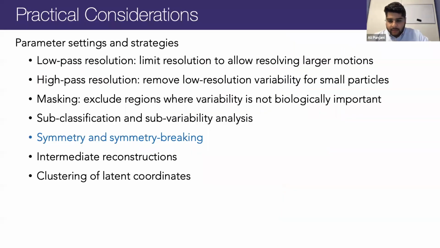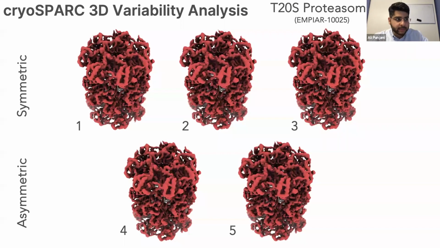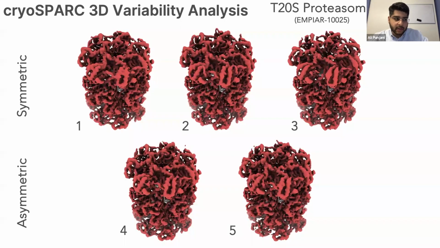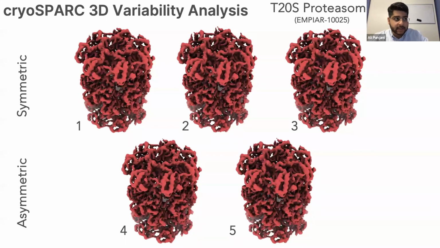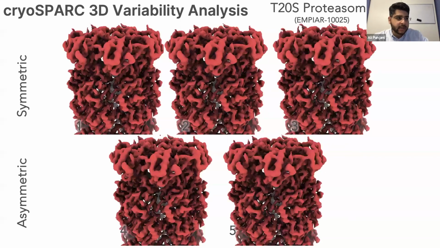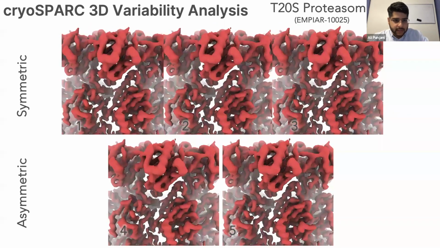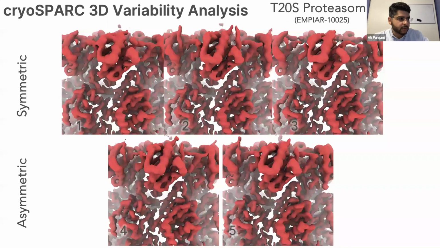The next thing I'm going to talk about briefly is symmetry and symmetry breaking. It's well known that symmetric molecules are only symmetric up to a certain resolution, and at some point, heterogeneity, rotamers of side chains, and so on can break the symmetry. What we did is apply 3D variability analysis to a standard data set of T20S proteasome images, which are thought to be very rigid and used as a test sample for single particle microscope testing.